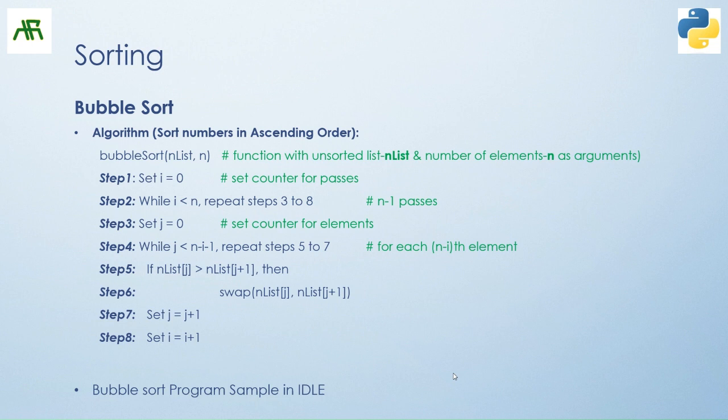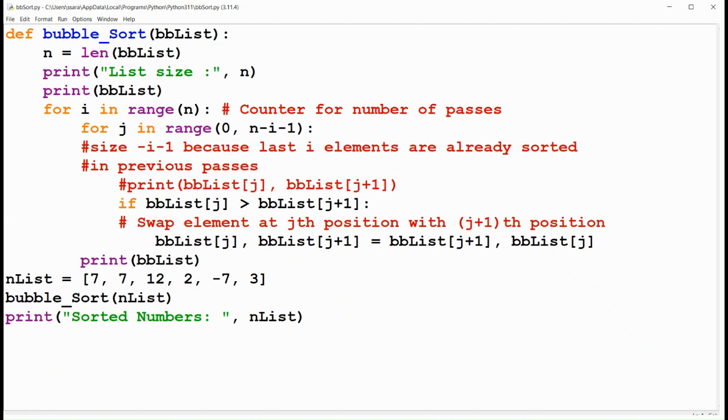Let's look at a program that has an implementation for bubble sort in Python. Here is the program to implement bubble sort. As per the algorithm, I'm defining a function bubble sort with a list and finding the length of the list. Of course, I'll be giving the list values while calling the function. I print the list size just for reference, and print the list itself. For i in range n, remember the range function takes from 0 to n minus 1, so i in range n will go up to n minus 1.